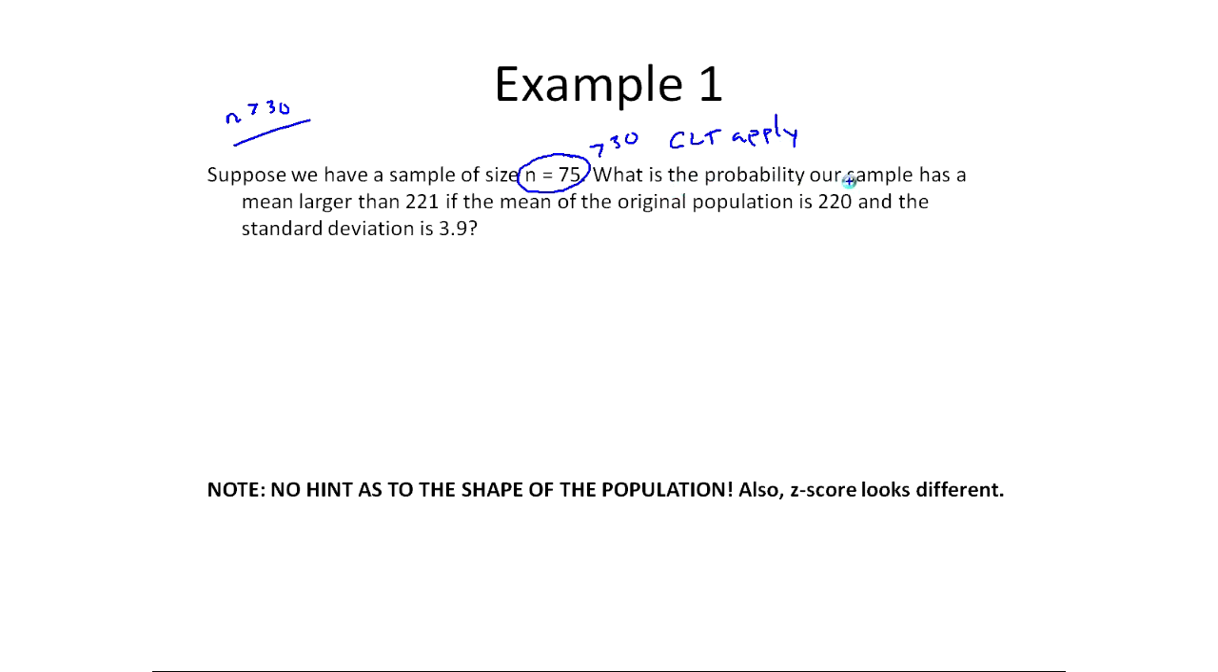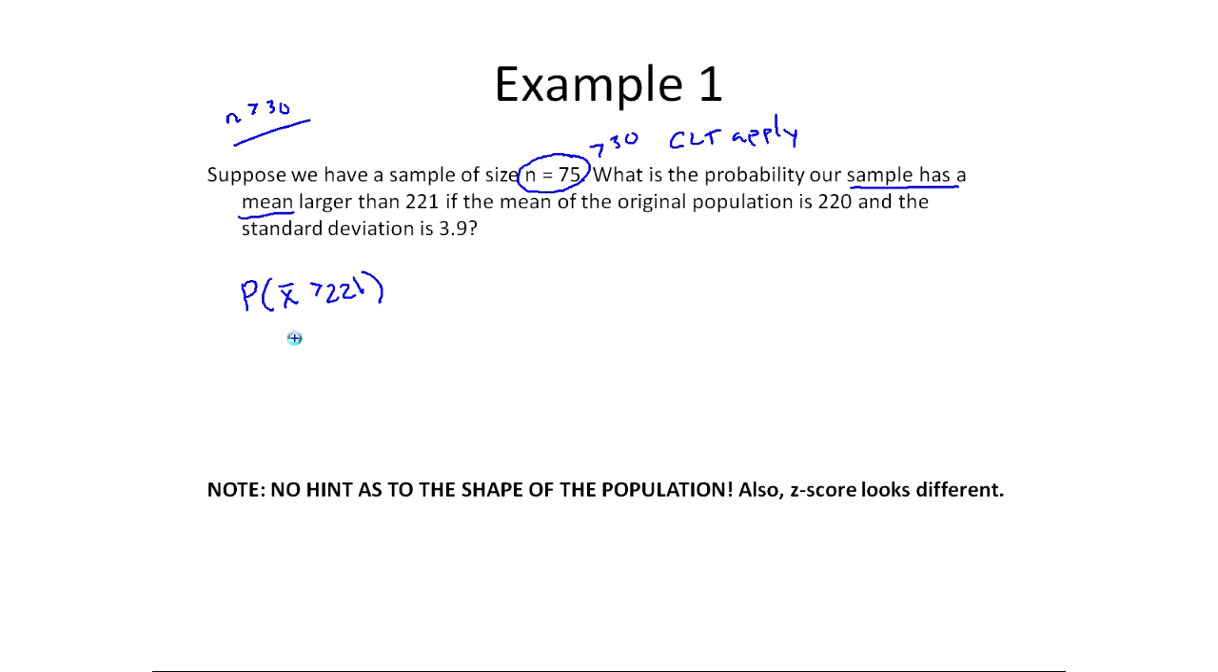What's the probability our sample has a mean? Now, normally when we deal with probabilities, we don't talk about samples, right? We talk about individual values. What's the probability our sample has a mean larger than 221? So we're asking the probability our sample mean is bigger than 221 if the mean of the original population is 220 and standard deviation is 3.9. Now we're asking about the sample mean.